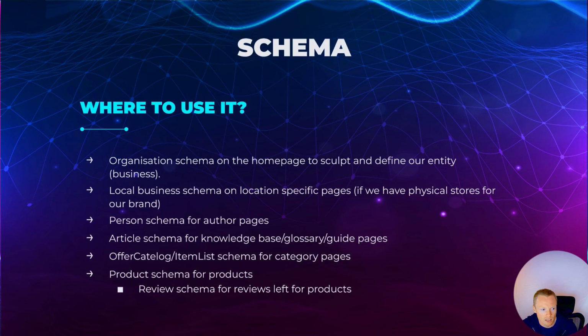Where are we going to use this schema? Because people just neglect it, or they do the bare minimum. So we're going to want organization schema on the homepage to sculpt and define our entity, which is our business. If you have actual retail stores around, then they can have a page each with local business schema on there, giving customers the address, phone number, opening hours, etc. So that's going to be really useful. It's showing Google that you are 100% legit.